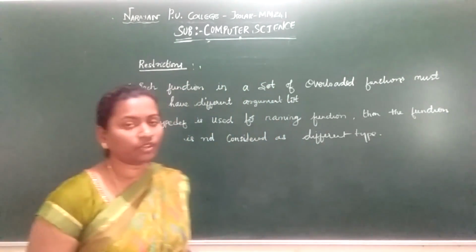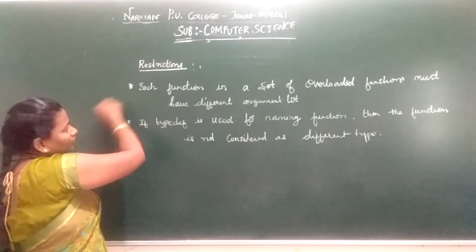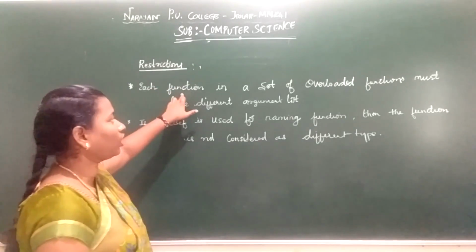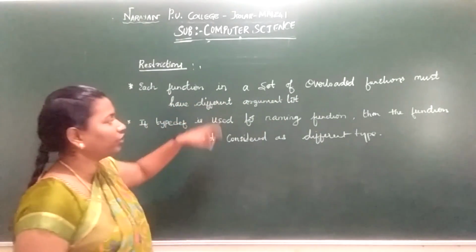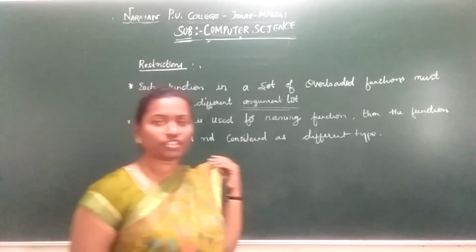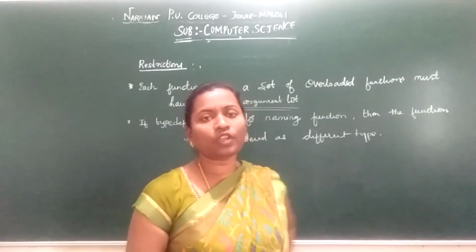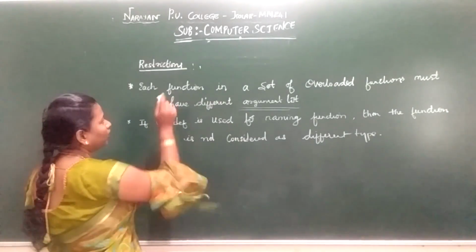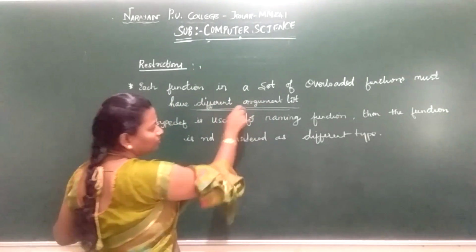on function overloading. In what situations will this not work? The restriction is that each function in a set of overloaded functions must have a different argument list. As we know, we are overloading the function name. How do we overload it? With the type of arguments and the number of arguments we use. So each function in a set of overloaded functions should have a different argument list. This becomes a restriction.